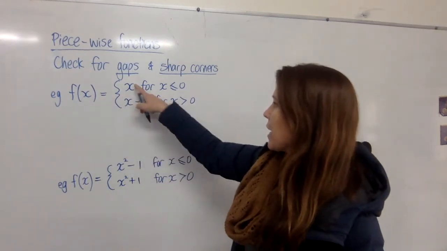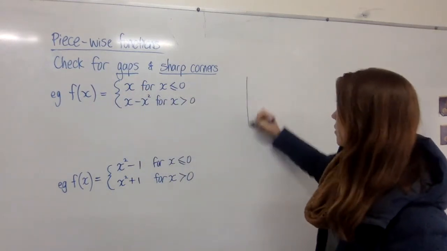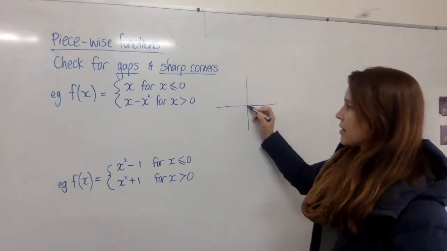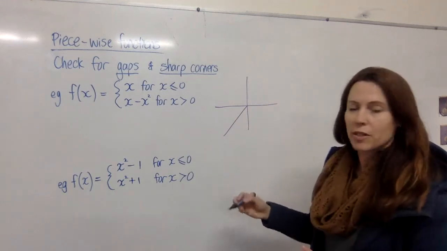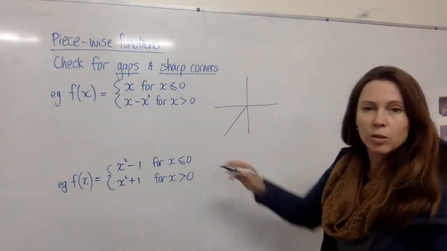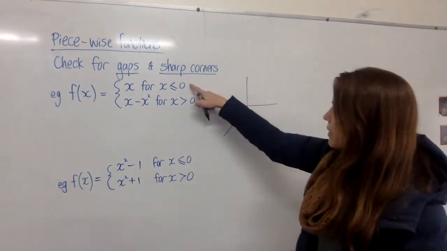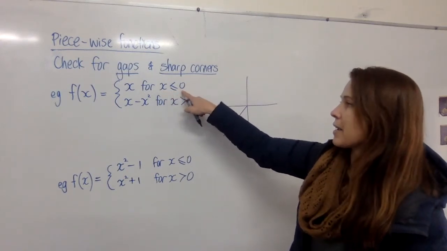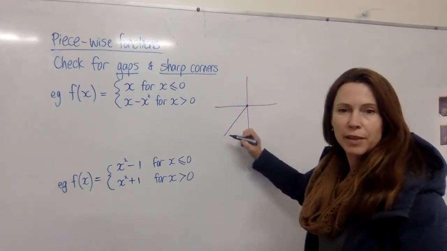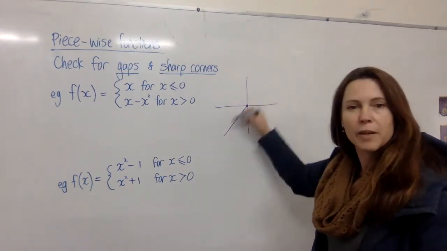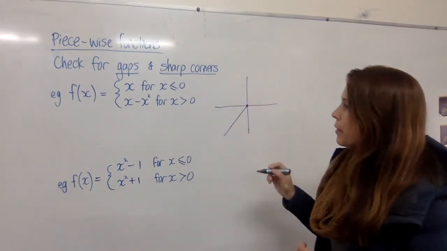f(x) is equal to x for small values of x. So if I'm going to graph this, as soon as x is less than or equal to 0, it's the line y equals x, which is just a 45-degree angle straight line there. And I can see that it includes when x is equal to 0, so I can use a closed circle to show that the origin is part of that line. An open circle would show it comes up to but doesn't include that point.